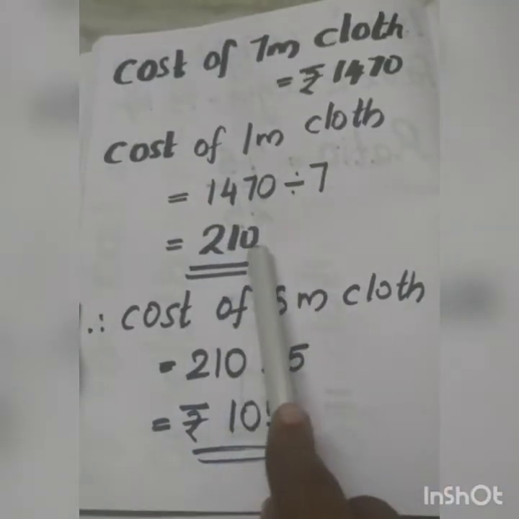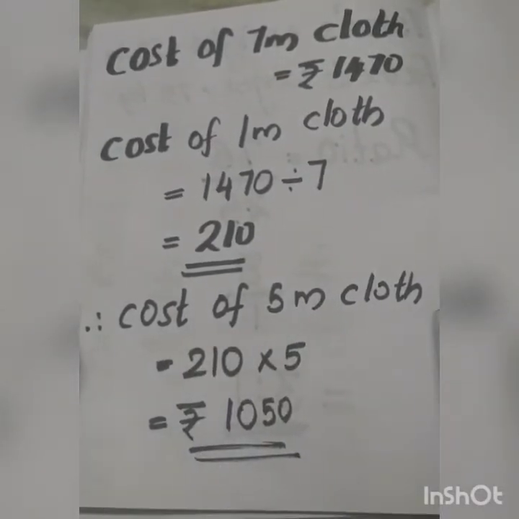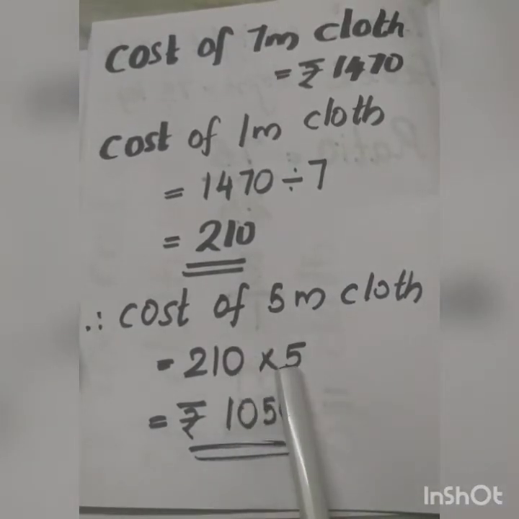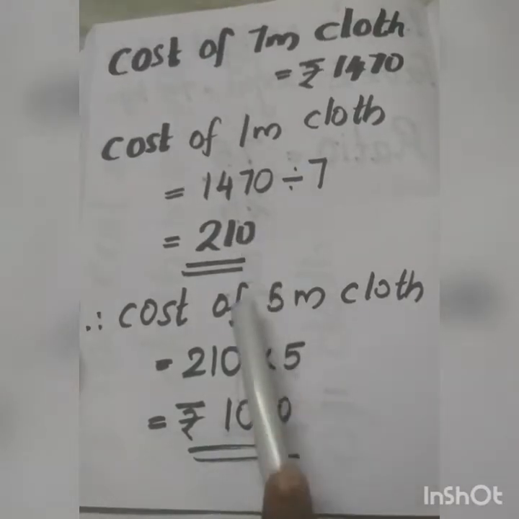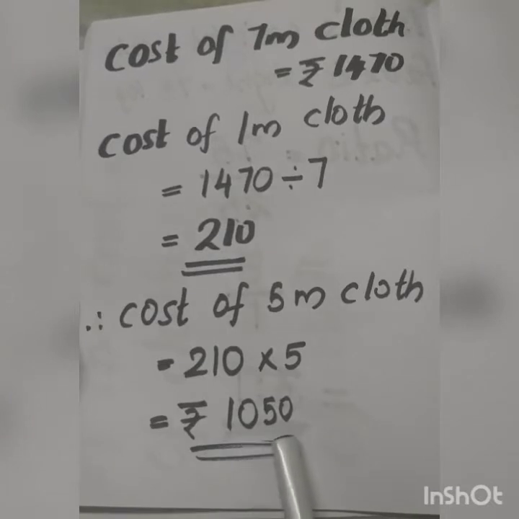Now if we know the cost of 1 meter, we can easily find out the cost of any item. Here the question is the cost of 5 meter cloth. So 5 meter cloth means cost of 1 meter into 5. What is the cost of 1 meter? 210. So 210 into 5, you will get rupees 1050. So the cost of 5 meter cloth is 1050.